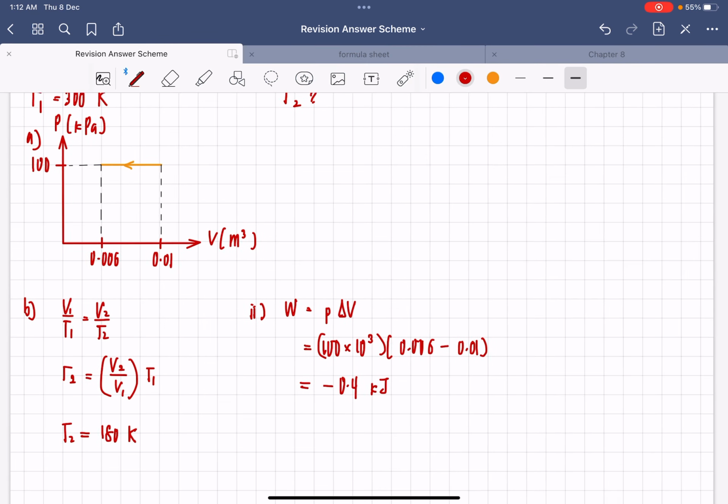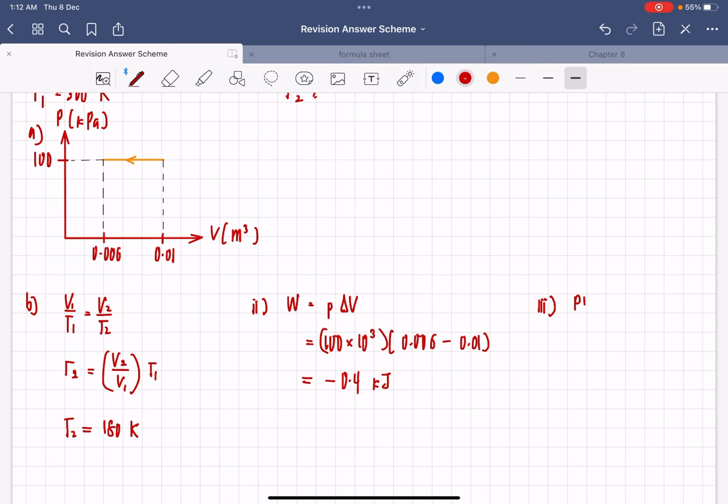And then lastly, we have to determine the number of moles of the gas. So this is just PV equals nRT1. So n is P1 V1 over R T1. Okay, so this is equal to 100 kilopascal times 0.01 over 8.31 times 300 Kelvin. Okay, so this is 0.4 moles. So this is 0.4 moles. Okay, so the answer is 0.4 moles.